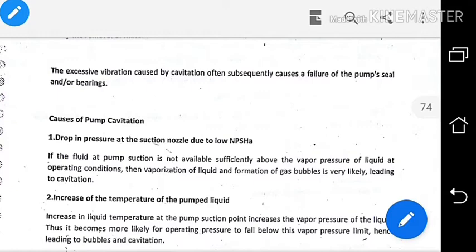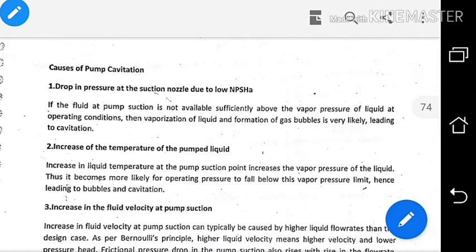Third one is the mechanical damage. Mechanical damage means erosion of the metal in the vane by the cavitation shock waves, and this can upset the dynamic balance of the rotating component. Now we will discuss the causes of the pump cavitation.